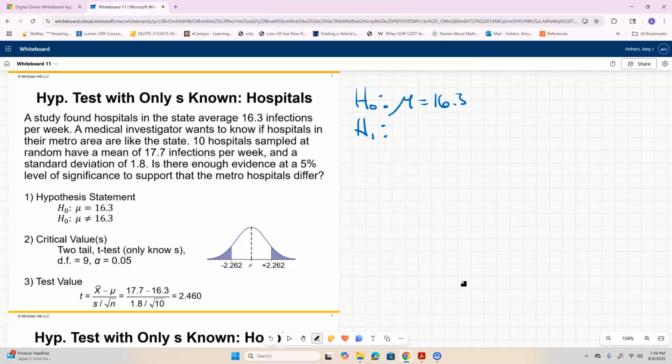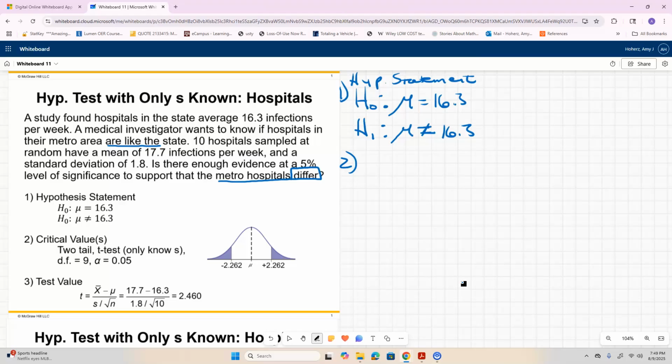Haven't told us what we're doing quite yet as far as whether it's greater than or less than. I don't see anything greater than less than. Just wants to know if they're like the state. 10 hospitals sampled and a standard deviation. Is there enough evidence at a 5% significance level to support that the metro hospitals differ? So there's verification that we're not talking about higher or lower. We're just talking about different. So the hypothesis statement is the null hypothesis is that the average is 16.3, and this researcher wants to know if their metro area is different than 16.3.